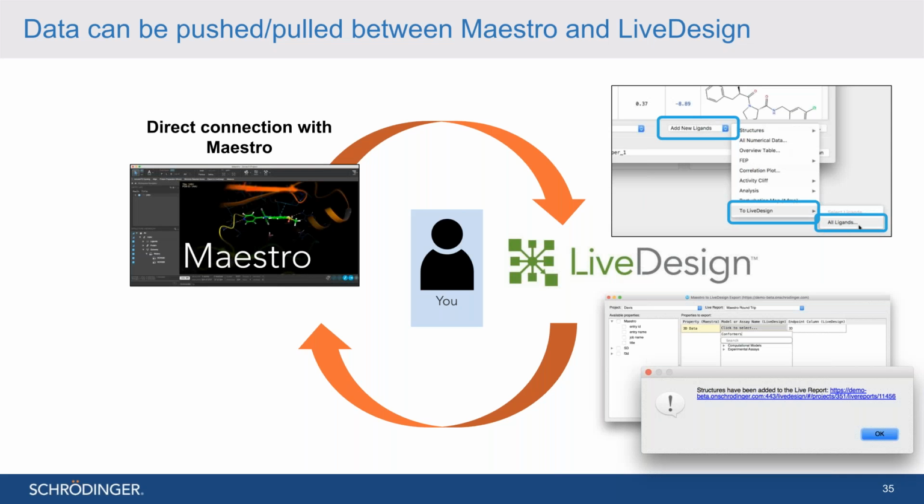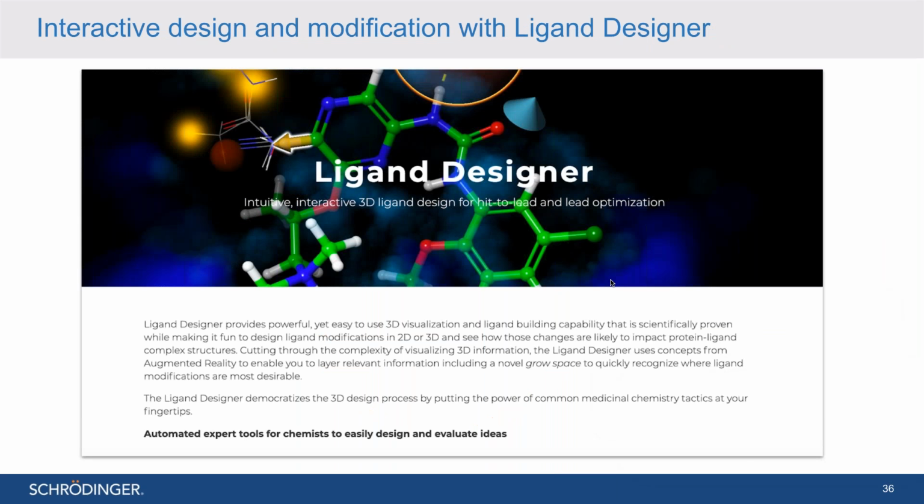So the really nice thing about the Schrödinger tools is that they can be shared amongst these various platforms. While LiveDesign is literally live and web-based, Maestro is currently a downloadable software application which enables you to get really nice visualization and generate things like high-resolution images as well. So what we can do is import or download information from LiveDesign and bring that straight into Maestro.